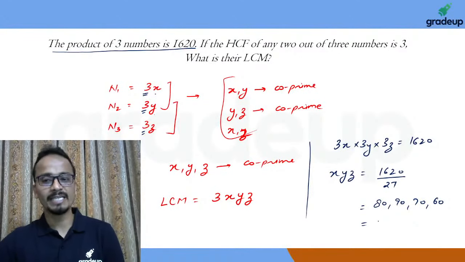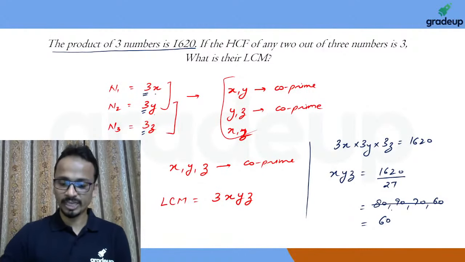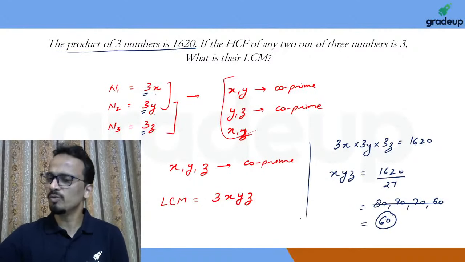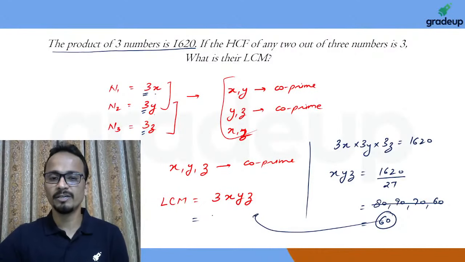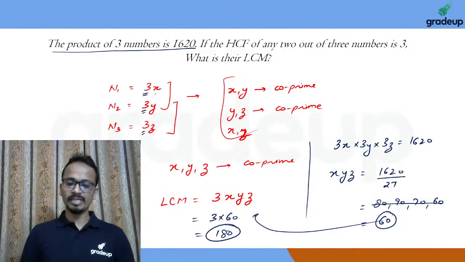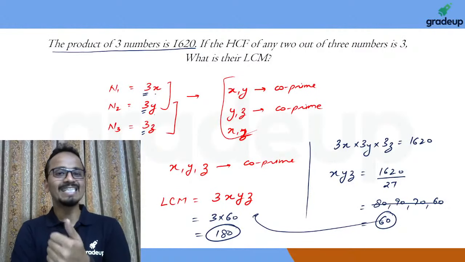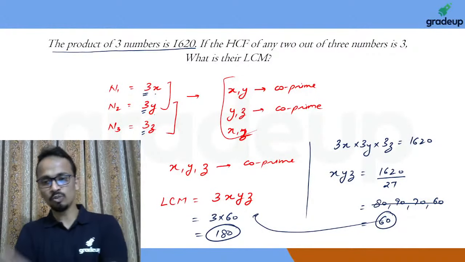All right, so I'm writing it. The value will be 60. So Satyam, you need to check your answer. Garvit, good. So x into y into z will be equal to 60. Now I'll substitute the value of x into y into z here. So 3 into 60, your answer will be equal to 180. So the answer will be 180. That is the LCM of these three numbers. So the answer will not be 270.